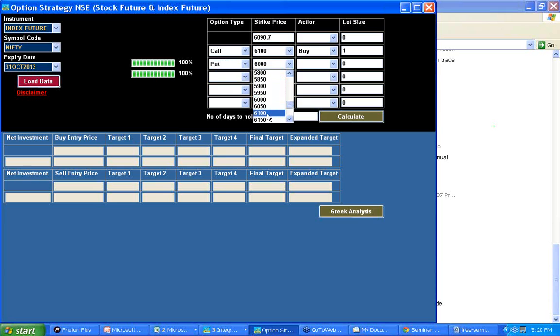The actual tool will give you all those premiums and all those things. I am buying it, and this too is one lot. I am going to hold it for 3 days. This is what the strategy is.